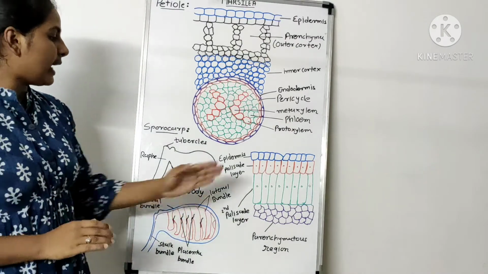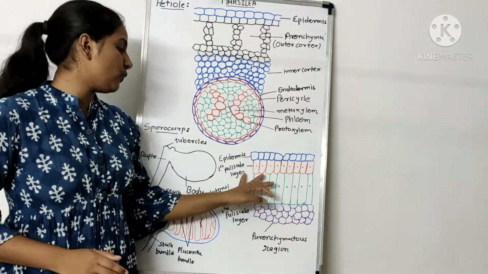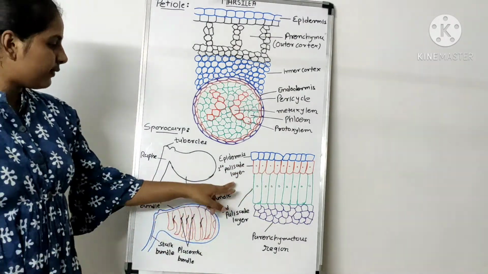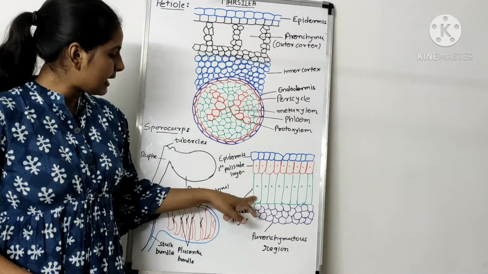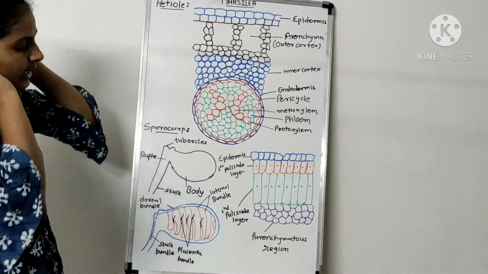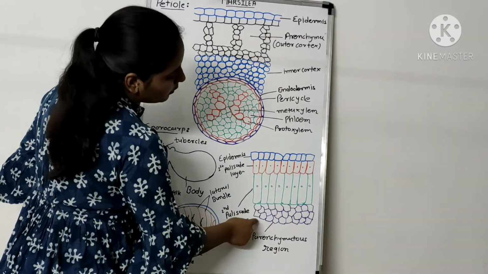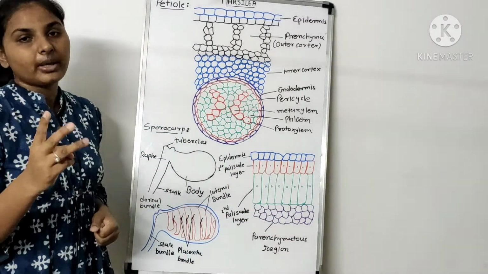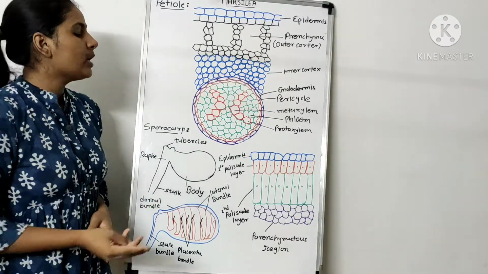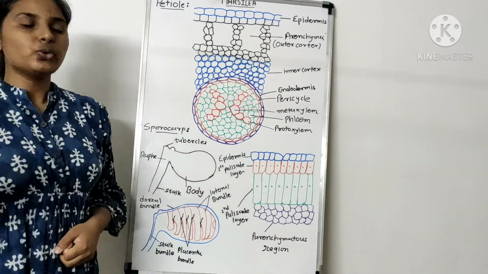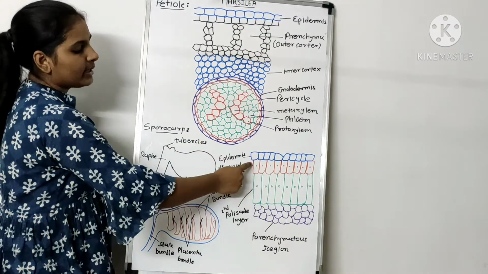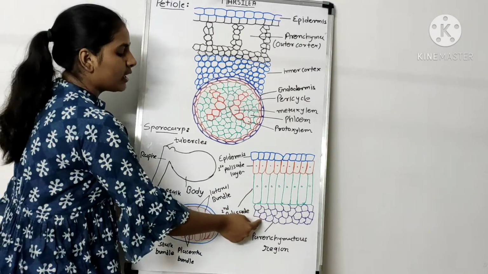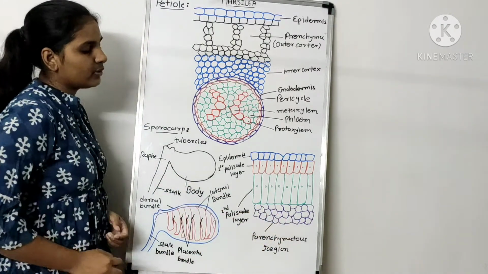After the epidermis we see the palisade layer, one to two layers. This is the first palisade layer and this is the second palisade layer. Just beneath the palisade layer we see the parenchymatous region, the third layer. The sporocarp body is differentiated into two regions: the first is the epidermis, the second is the hypodermis, also known as the palisade layer. After that we see the parenchymatous region.